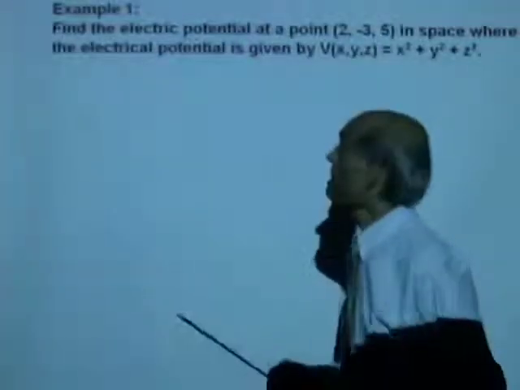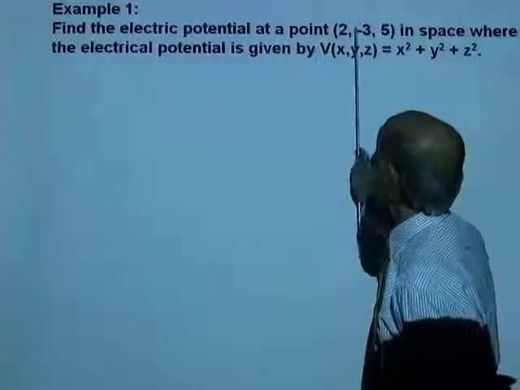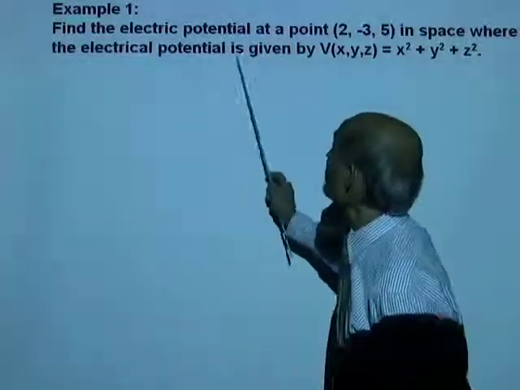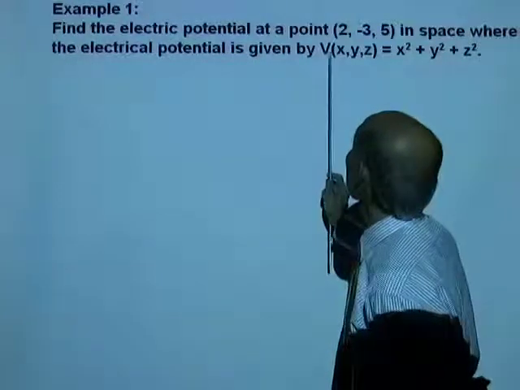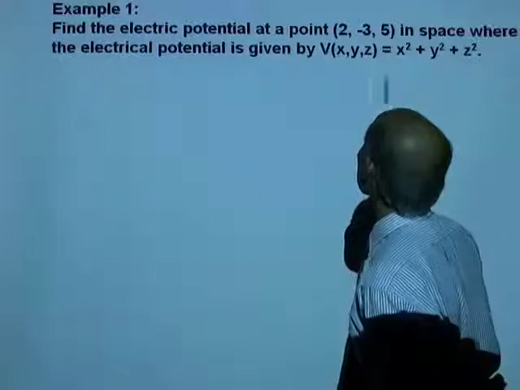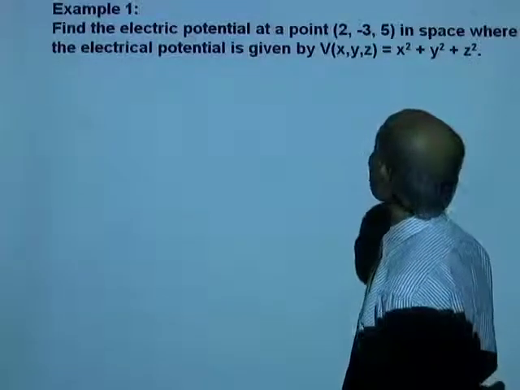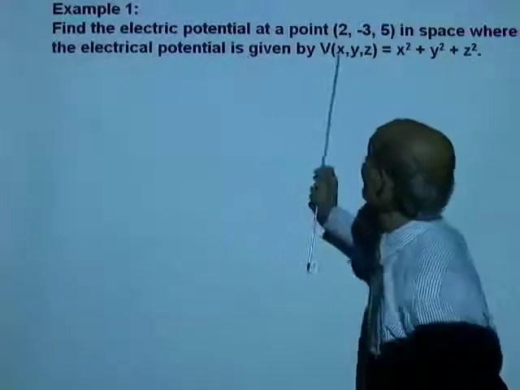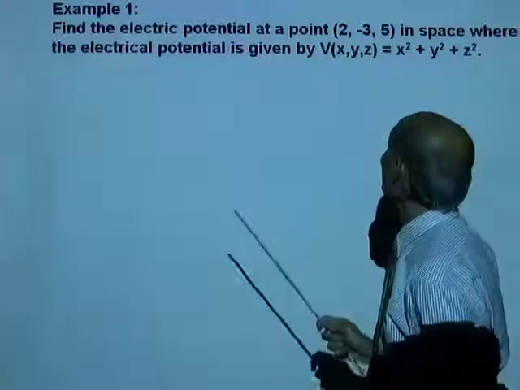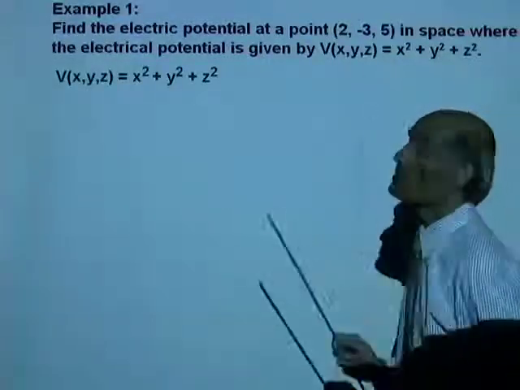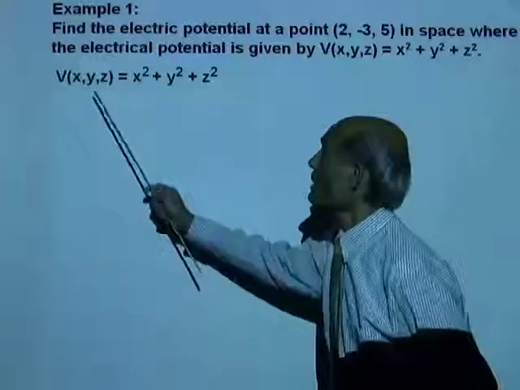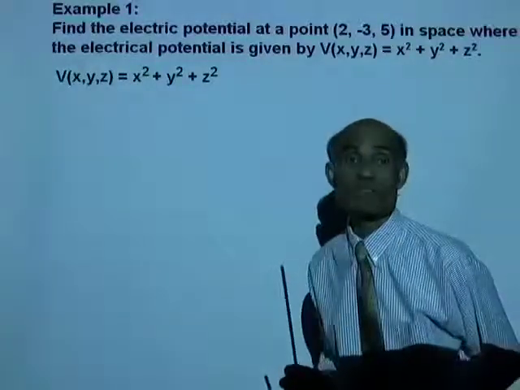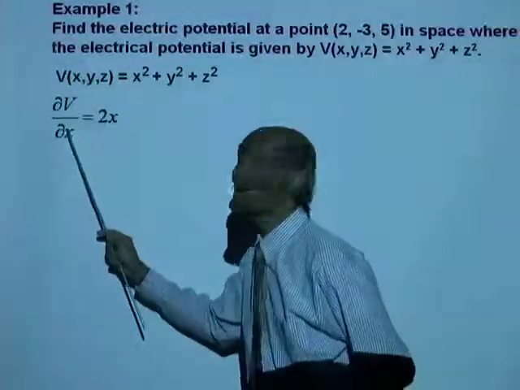Now let's do an example. Find the electric potential at a point 2, negative 3, 5 in space, where the electric potential is given by V(x, y, z) equal to x squared plus y squared plus z squared. Well, potential is a function of x, y and z. Now, if V(x, y, z) equal to x squared plus y squared plus z squared, what is del V by del x?